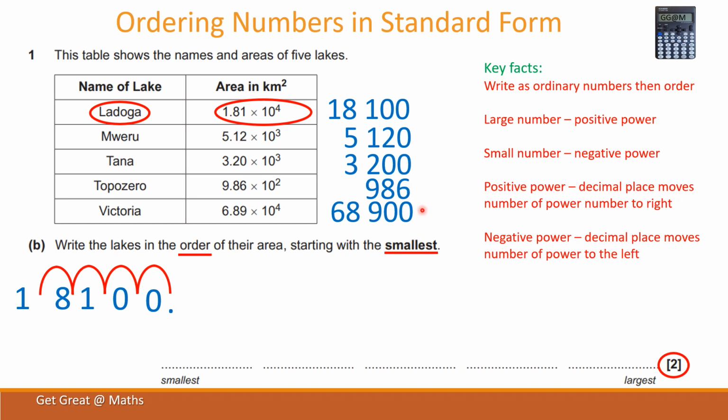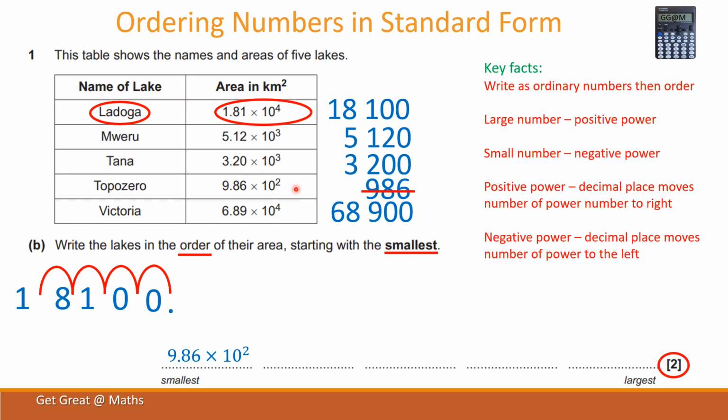We've now got to look at these numbers that I've created and decide which one is the smallest. Now I've written them out, so the tens of thousands, the thousands, the hundreds, the tens, and the ones are all in a line, so it's easy to see which number is the smallest. You should identify that this 986 is the smallest number, but we need to write the answer in standard form. So we're going to write 9.86 times 10 squared. Cross it out once you've written it down because then you know that you've used it.